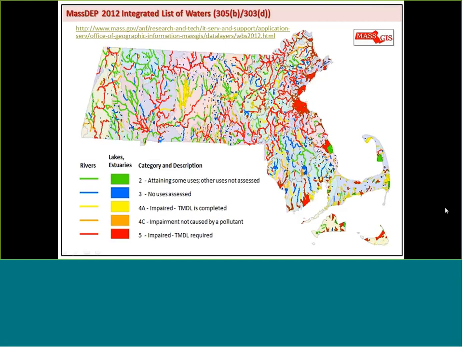The Massachusetts 2012 Integrated List of Waters map identifies the river, lake, and estuary segments that have been assessed and assigned to one of 5 water quality categories. Our project is focused on the segments that were assessed and found to be impaired. These include categories 4A in yellow, 4C in orange, and 5 in red.